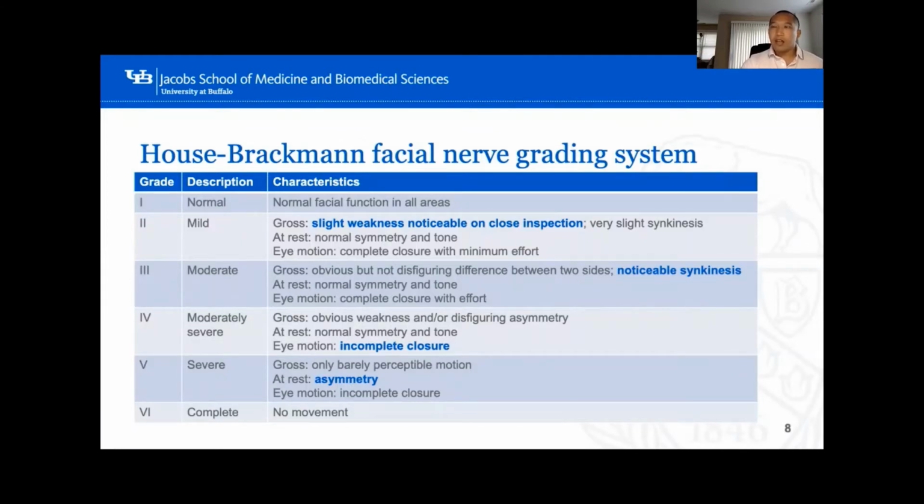Well, for me, I use 3 and 4 as a differentiating factor. 3, you have complete eye closure, versus 4, you have incomplete closure. So that's how I tell 3 and 4 apart. And then between 1 and 3, there's very minimal difference. You have to look really up close to see if there is a difference from one side or the other. And then for 5, there's asymmetry at rest.